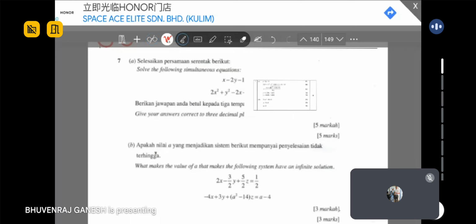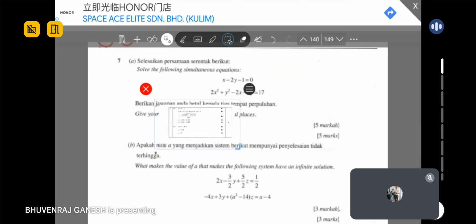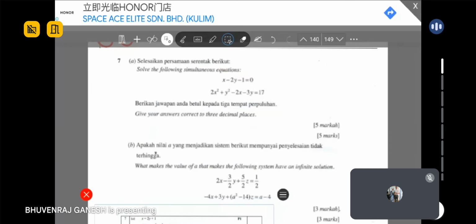Okay, so now come back to the next question. Okay, so just now people asked, right, on the infinite solution, penyelesaian tak terhingga. Okay, so this question is for you. Question B. Okay, guys. So we see question A first.